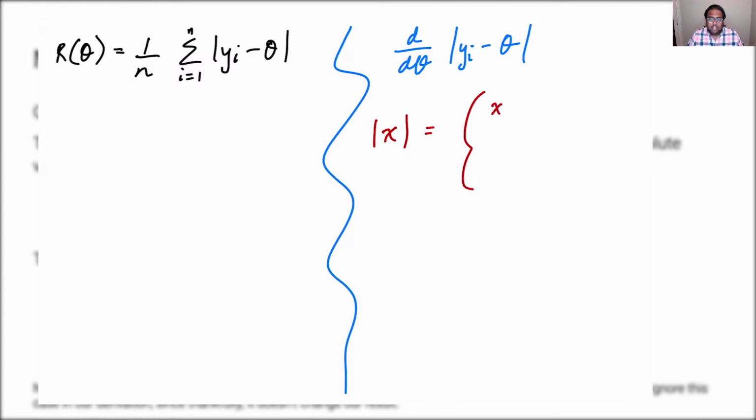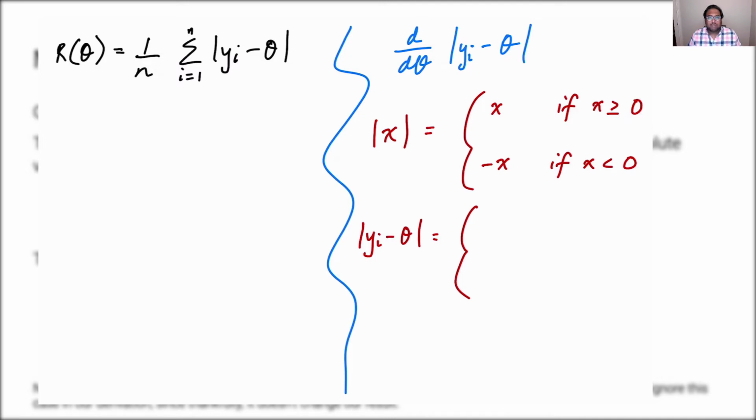If the input to the absolute value of x is non-negative, you just return the input back, right? The absolute value of 5 is equal to 5. If the input to the absolute value is negative, you take the negative of it before returning it. The reason I bring this up is because it implies that we can rewrite yi minus theta's absolute value as a piecewise linear function as well.